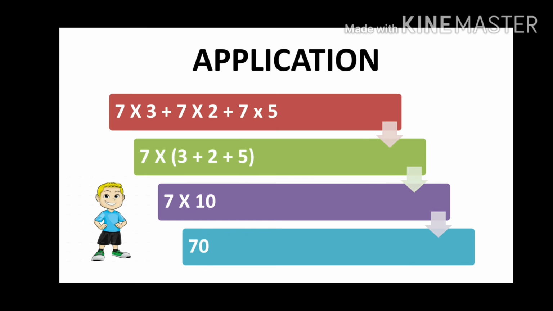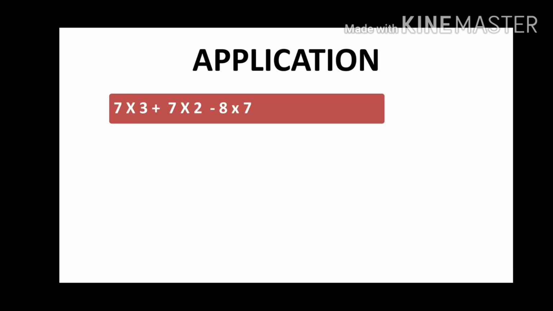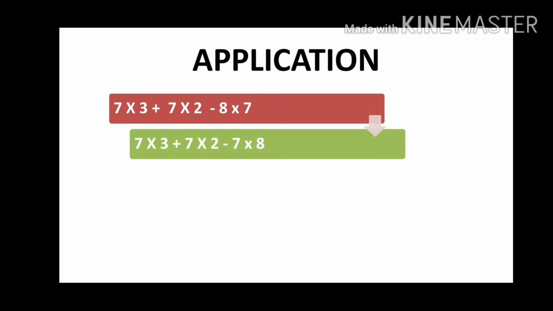Next. Here we can find that 7 multiplied by 3 plus 7 multiplied by 2 minus 8 multiplied by 7 is given. So here it's quite a tricky one. So just what you have to do, you have to use the commutative property. 8 multiplied by 7 can be written as 7 multiplied by 8. So just to get a format of distributive rule.